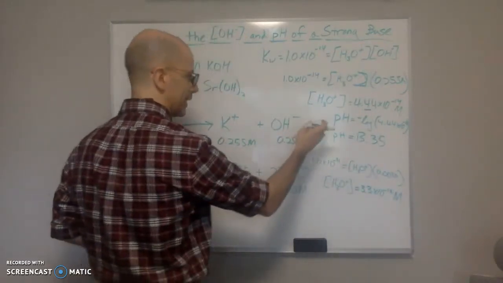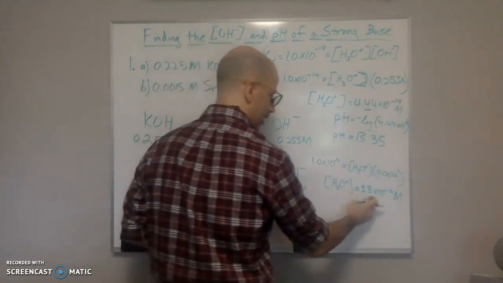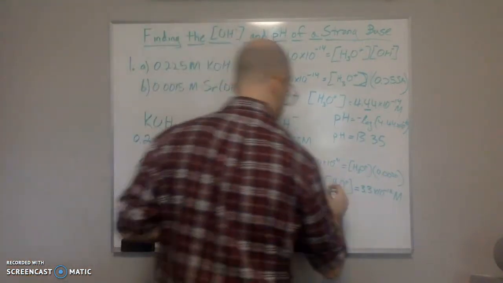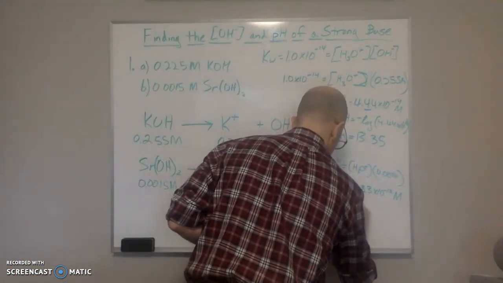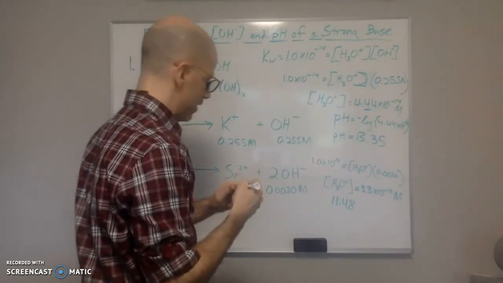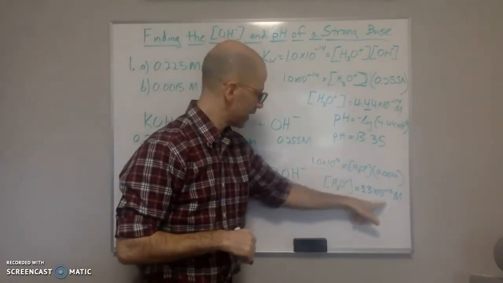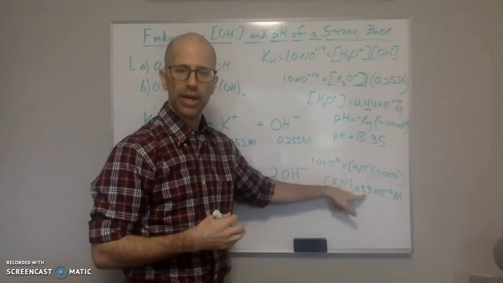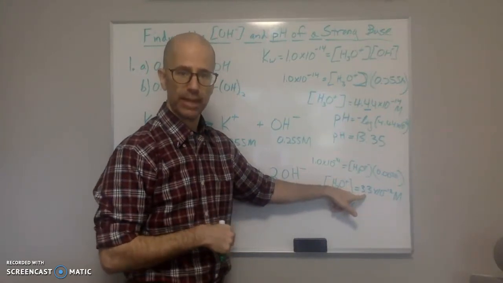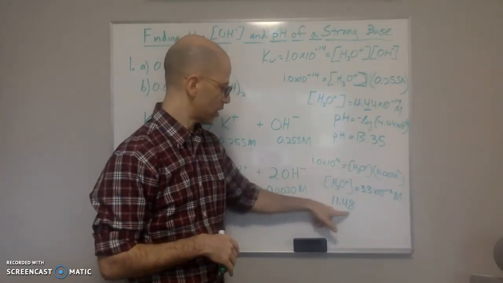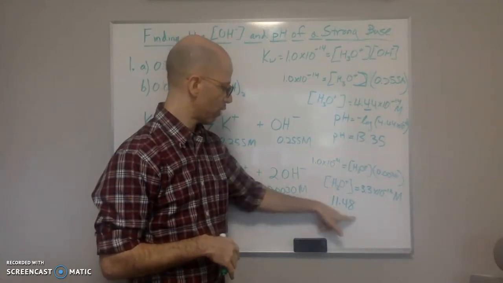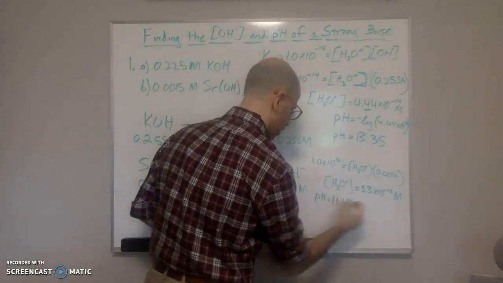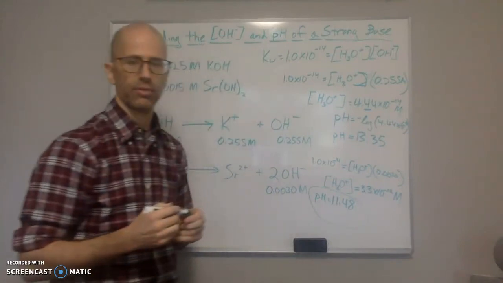And then again, we're going to take the negative log. So if we take the negative log of this, we get a pH of 11.48. And once again, I'm taking the negative log of this, so I have 2 sig figs here. So that should translate into 2 decimal places for my answer for the log. So here I take the negative log, and I get 11.48. I have my 2 decimal places. So this is the pH of strontium hydroxide.